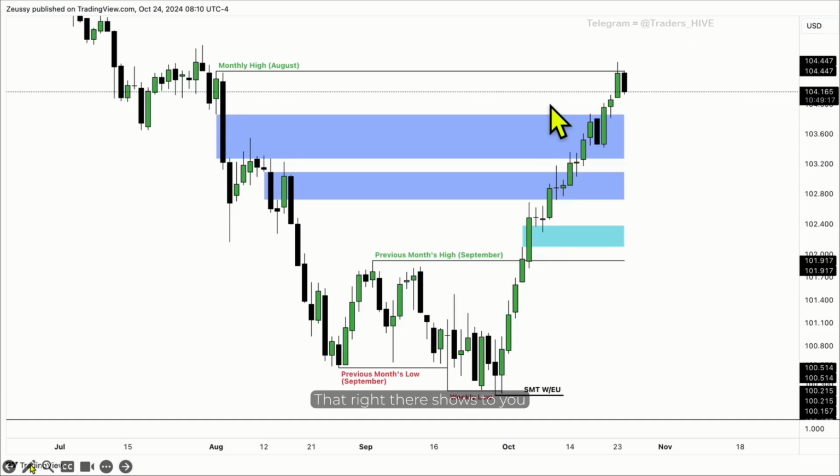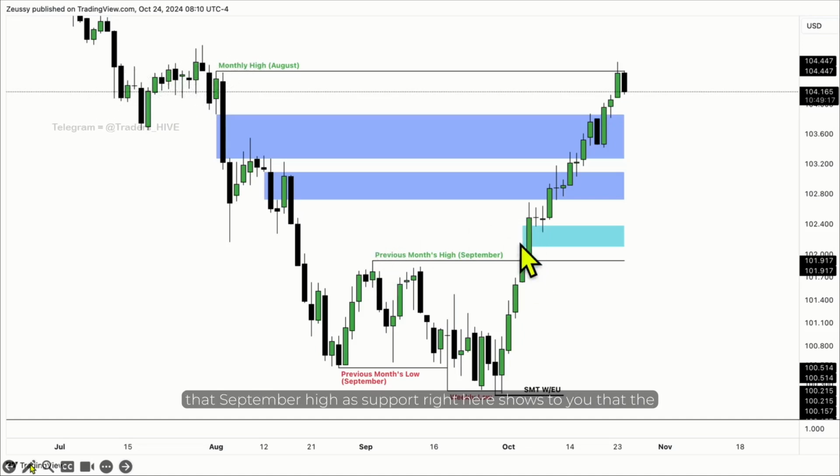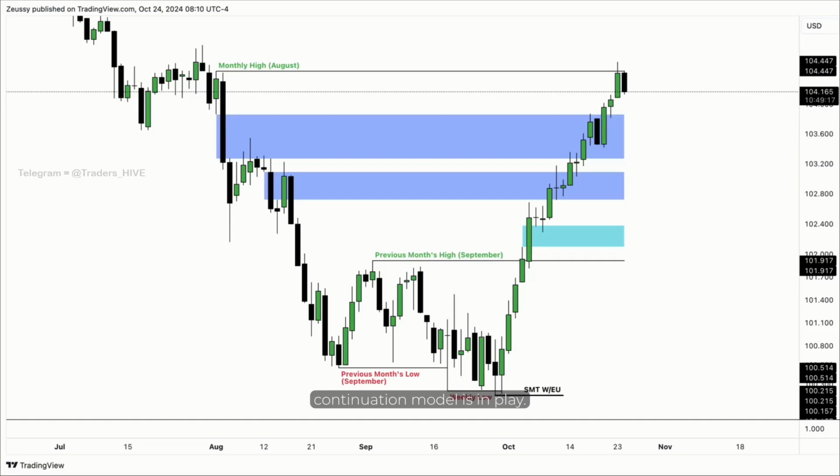That right there shows to you that there's a real urgency for the market to be repriced towards the upside. But I want you to focus on this part right here. The fact that we utilized that previous month's high, that September high, as support right here, shows to you that the continuation model is in play.